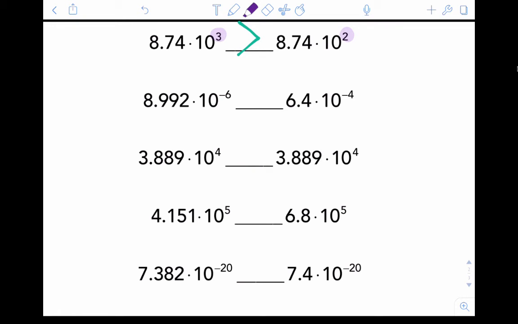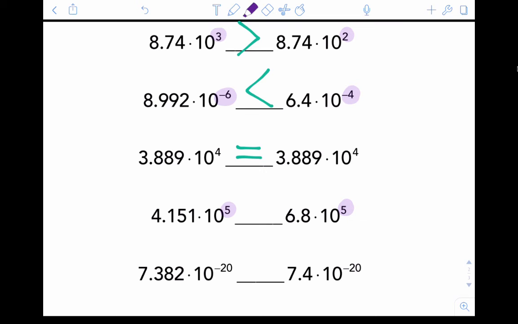Next, 8.992 times 10 to the negative 6 versus 6.4 times 10 to the negative 4th. If I'm comparing negative 6 and negative 4, negative 4 is larger, because I'm thinking about negatives. And so this is a less than sign. Next, 3.889 times 10 to the 4th is equal to 3.889 times 10 to the 4th. Next, 4.151 times 10 to the 5th and 6.8 times 10 to the 5th.